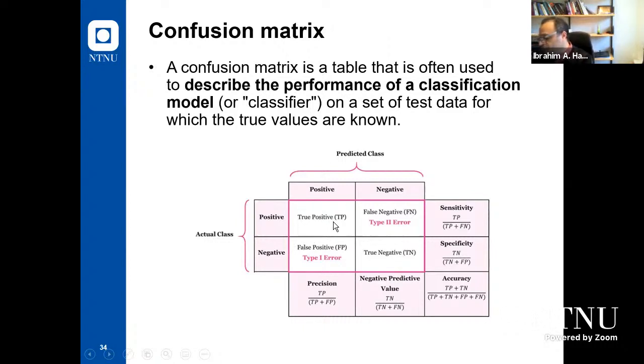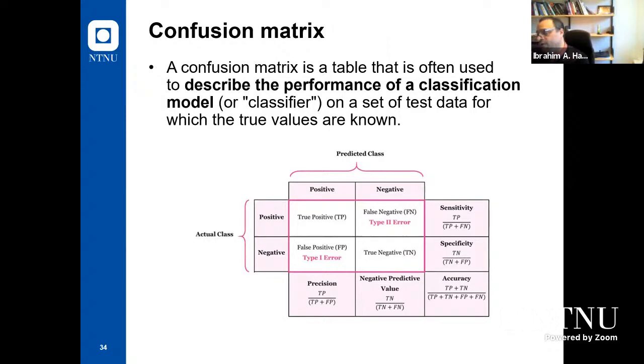So we have something called the true positive. The true positive is the actual positive class which is classified as positive. False negative is a positive class which is misclassified as negative. For example, someone has coronavirus and did the test, and it's a false negative. False negative means he has corona, but based on the test, he has been misclassified as negative. So we call it false negative.